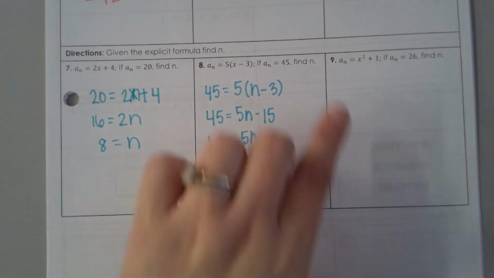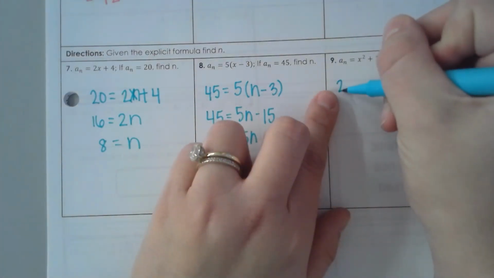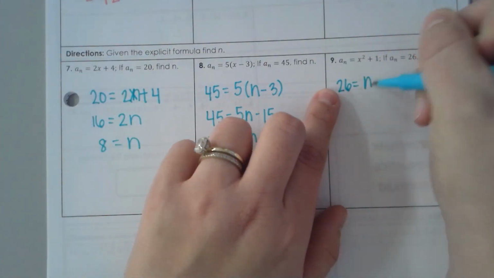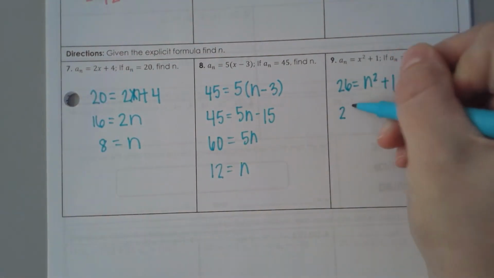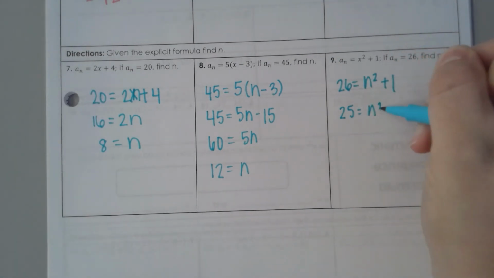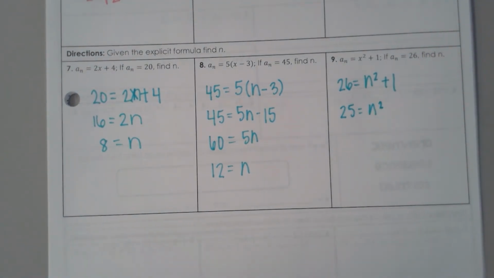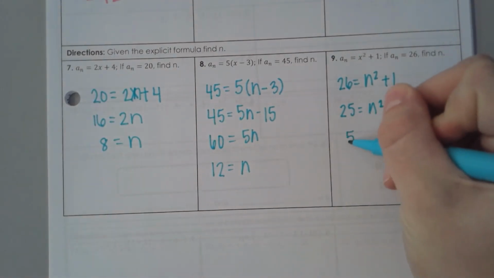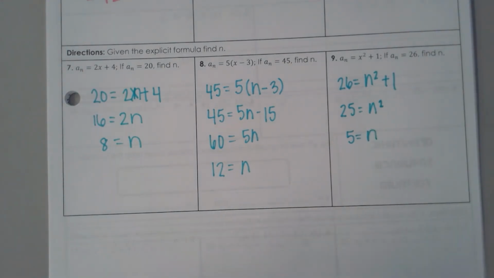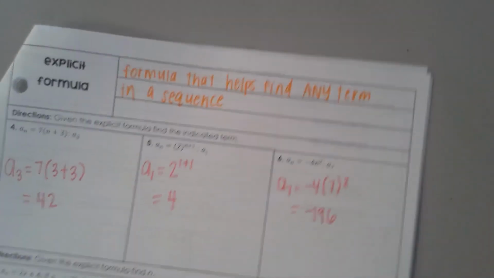And then number 9 would be 26 equals n squared plus 1. 25 equals n squared. How do I get just the n? Square root. So the square root of 25 is 5. So the 5th term is 26. And that is all.